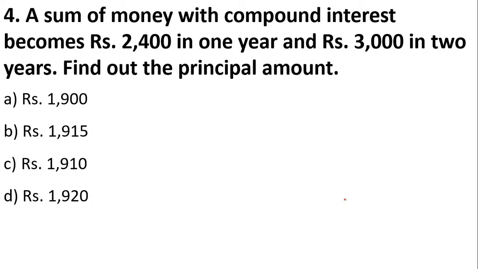Let me know. What is the sum of money with compound interest that becomes 2400 in 1 year and 3000 in 2 years? Find out the principal amount. Okay, I've started to get answers.